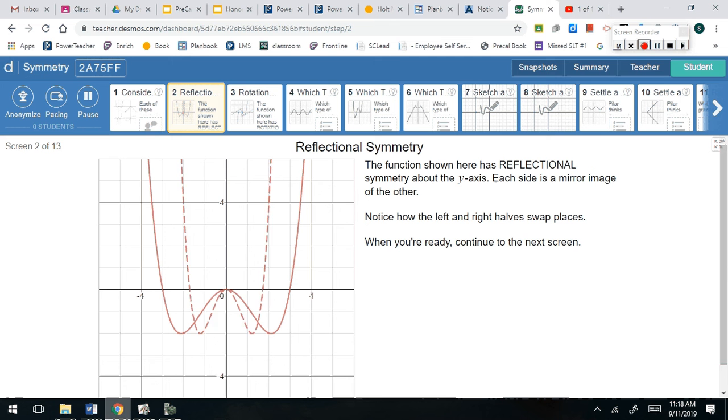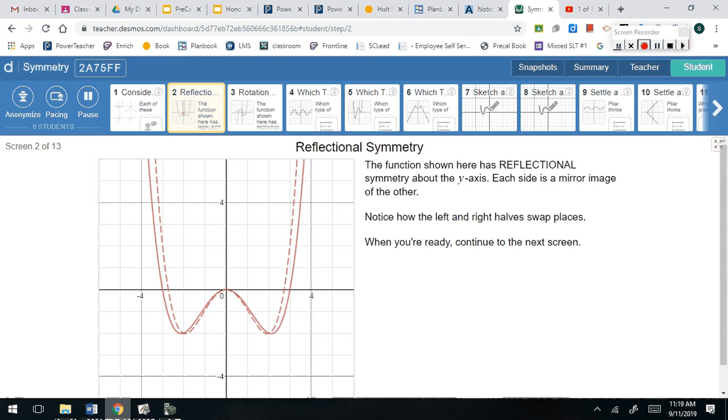Reflectional is when I have a line of symmetry or a line of reflection. So you see how this is reflecting. Could you take any point on that and reflect it and then do something else, instead of rotating it? You're still going to have to rotate it. Rotating about the origin is really a reflection over X and then a reflection over Y, right? It is.